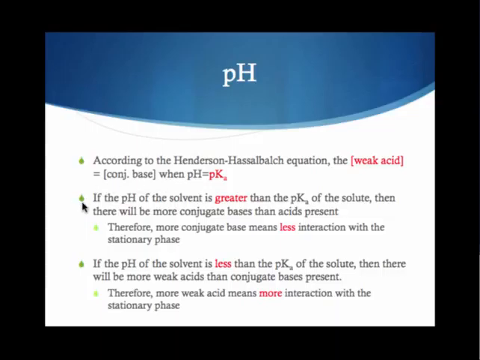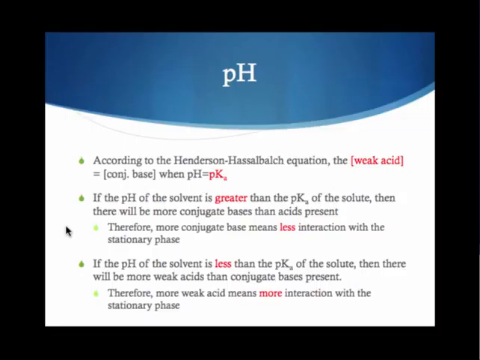For the next one, if the pH of the solvent is greater than the pKa of the solute, then there will be more conjugate bases than acids present. Therefore, more conjugate base means less interaction with the stationary phase.